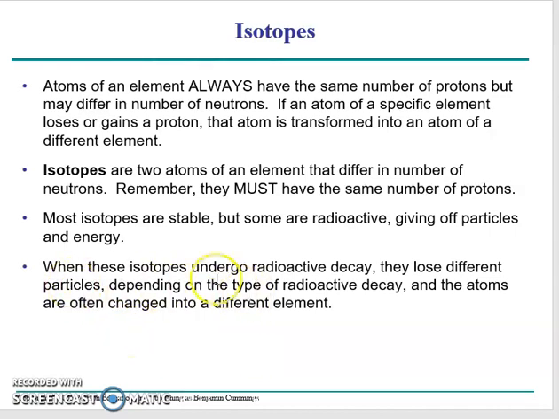When these isotopes undergo radioactive decay, the ones that actually break down radioactively, they lose different particles depending on the type of radioactive decay, and sometimes they're even changed into a different element. Like plutonium comes from uranium, the really high energy radioactive isotopes.